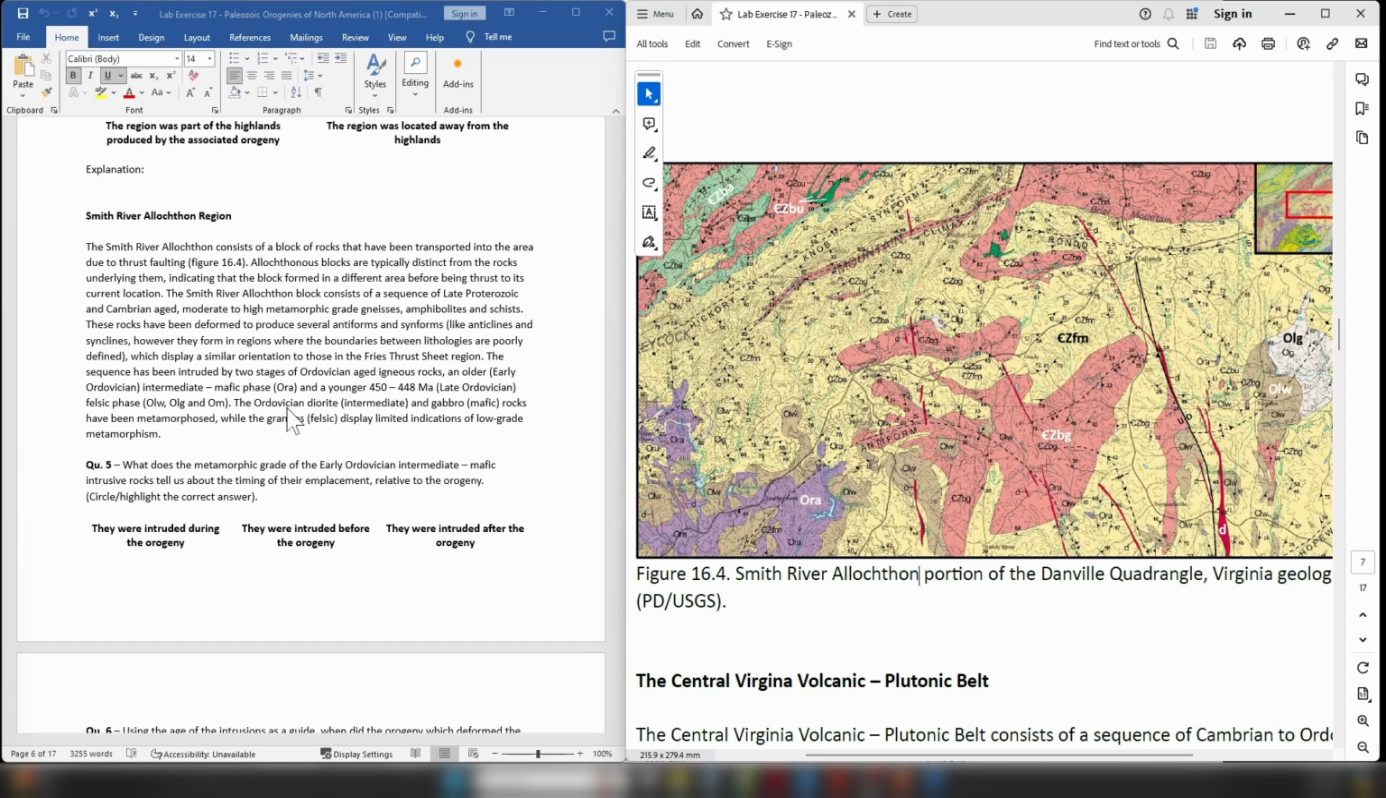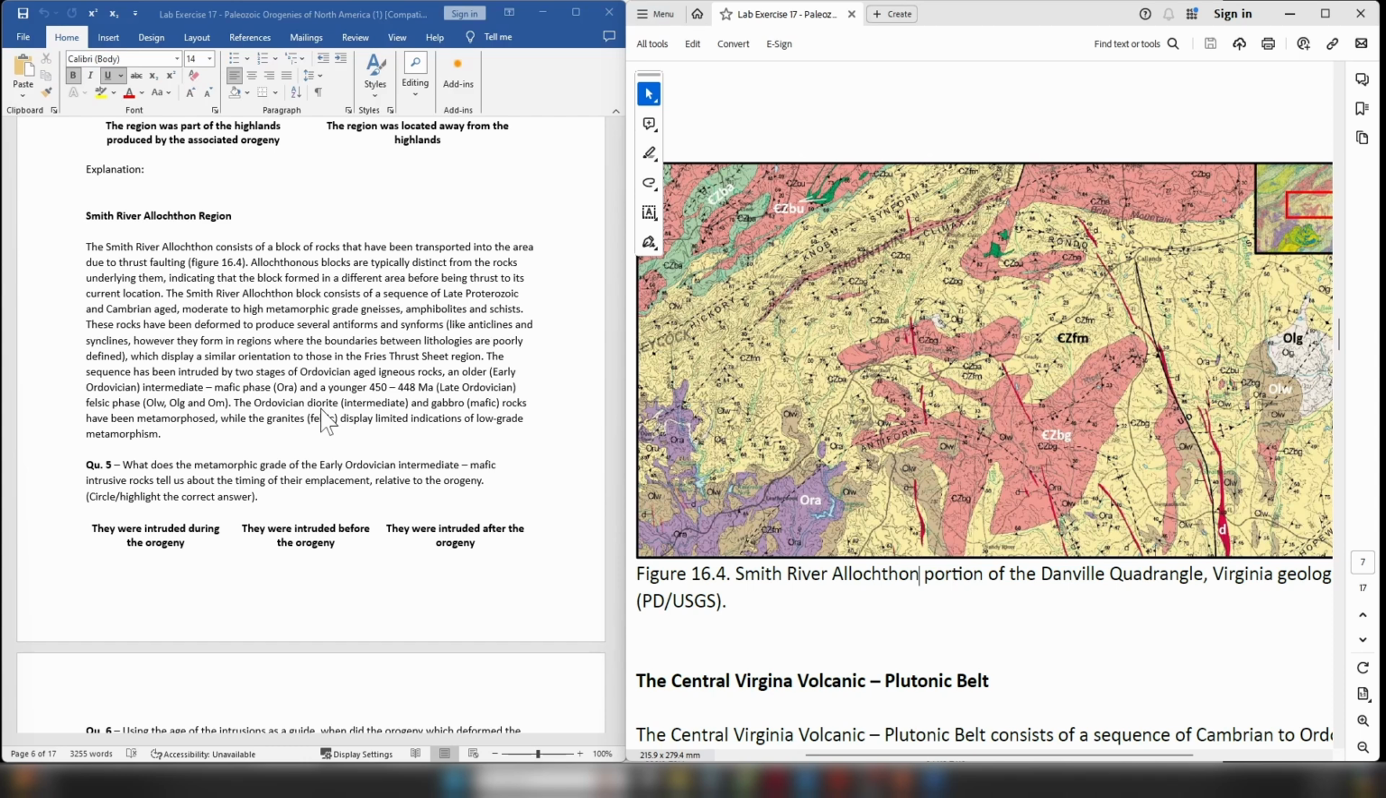So we can see that the Ordovician diorite and gabbro, so that's intermediate and mafic rocks, so these are the older Ordovician rocks, have been metamorphosed, while the granites display limited indications of lower grade metamorphism. So that also suggests that clearly something has happened during the Ordovician. So these earlier Ordovician rocks, so the older ones from the early Ordovician, they have been metamorphosed considerably more than the younger Ordovician intrusive igneous rocks.